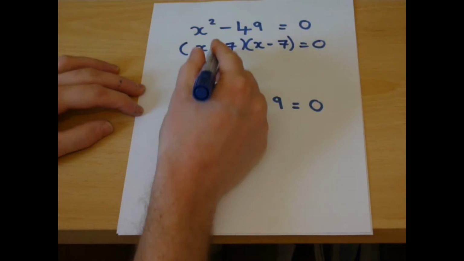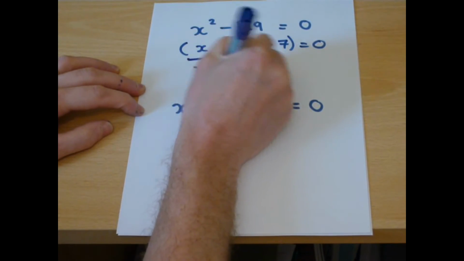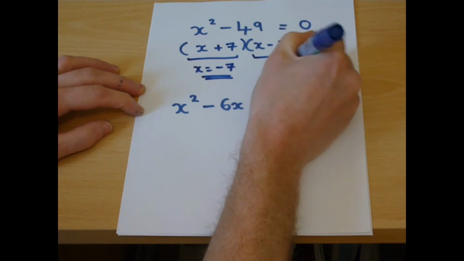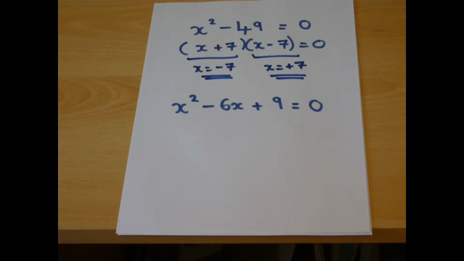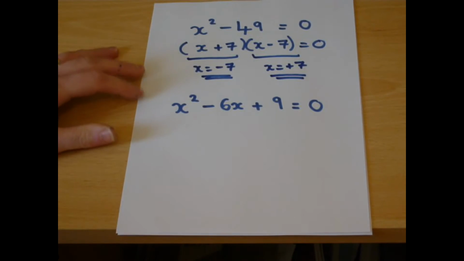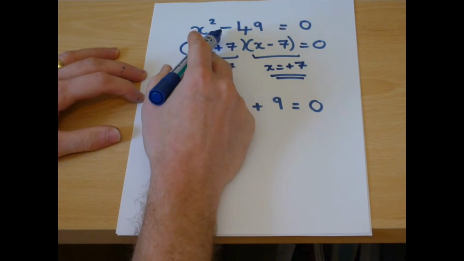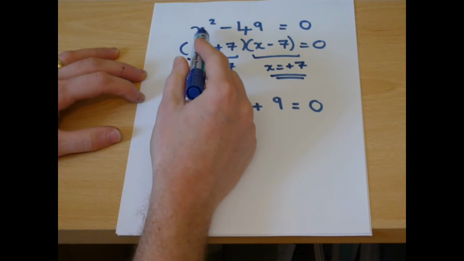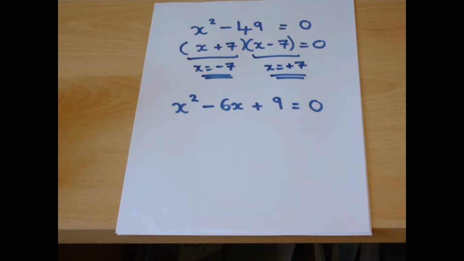And to make this equal to 0, x must be minus 7, but to make that equal to 0, x could equal plus 7. And they are the two possible solutions to that equation. And in hindsight, it's very obvious because, of course, 7 squared is 49. Take away 49 equals 0. Or minus 7 squared is also 49. Take away 49 equals 0.